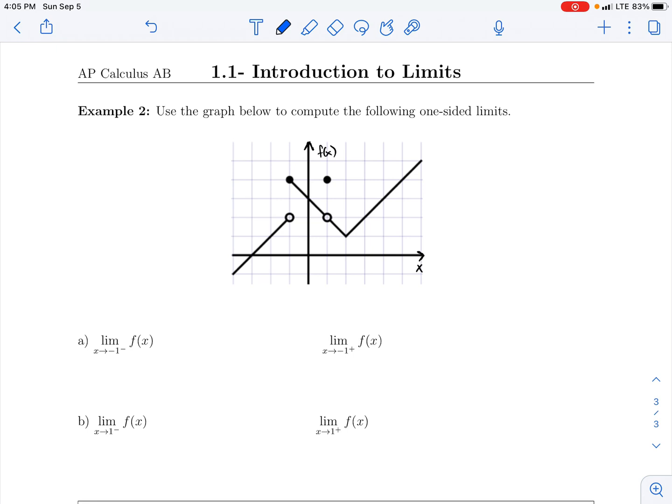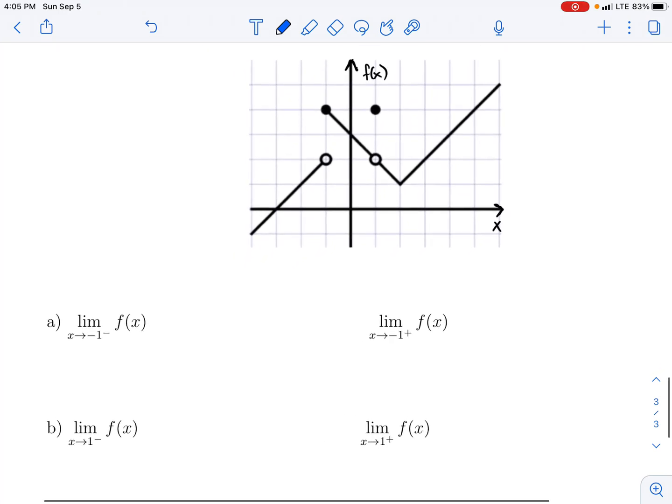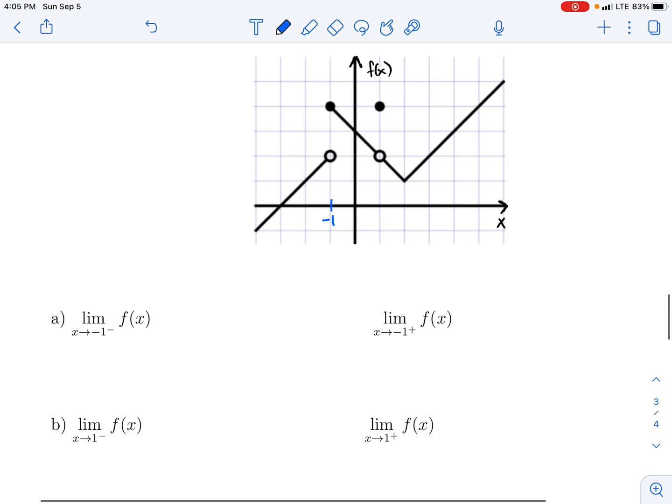So now let's look at an example here. Use the graph below to compute the following one-sided limits. Okay, so I have this beautiful graph of this function f of x, and the first part is asking me to find the limit as x approaches -1 from the left of my function f of x. So let's first find the x value, -1. So here's -1. And this part here is telling me to the left.